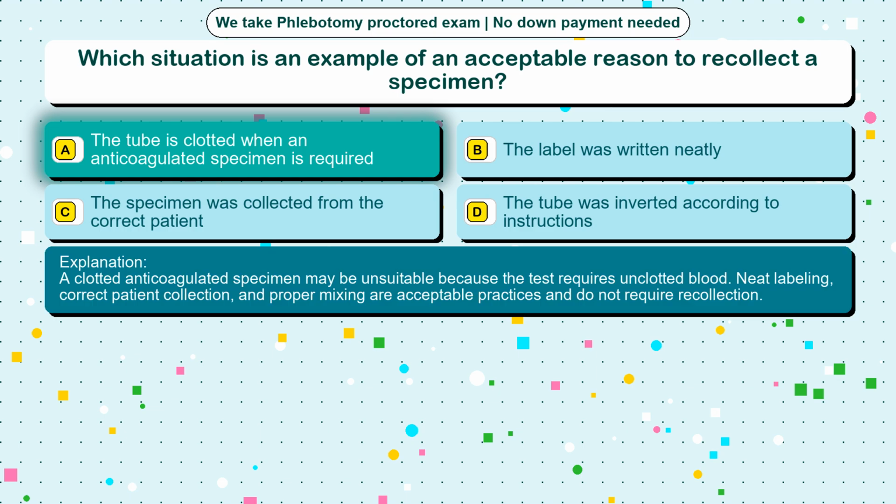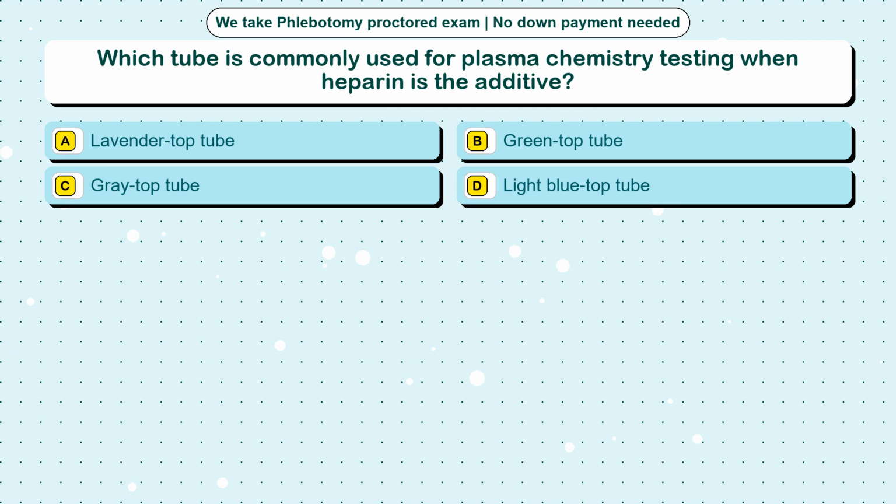A clotted anticoagulated specimen may be unsuitable because the test requires unclotted blood. Neat labeling, correct patient collection, and proper mixing are acceptable practices and do not require recollection. Question 83. Which tube is commonly used for plasma chemistry testing when heparin is the additive?